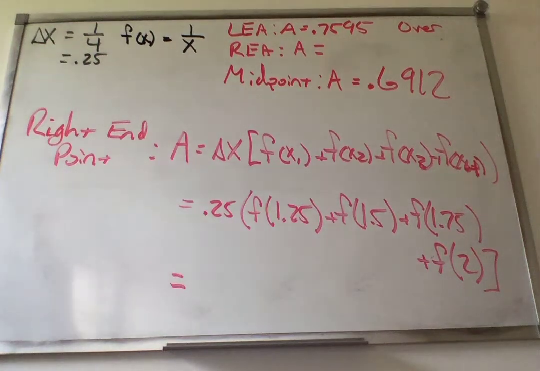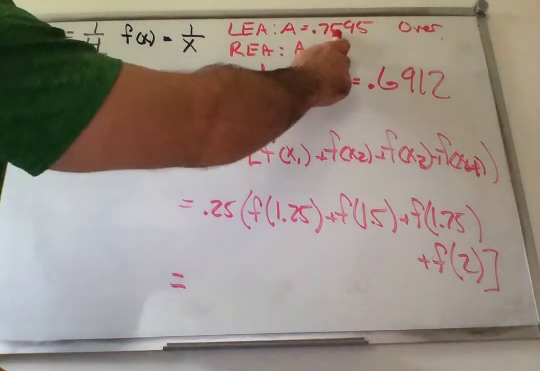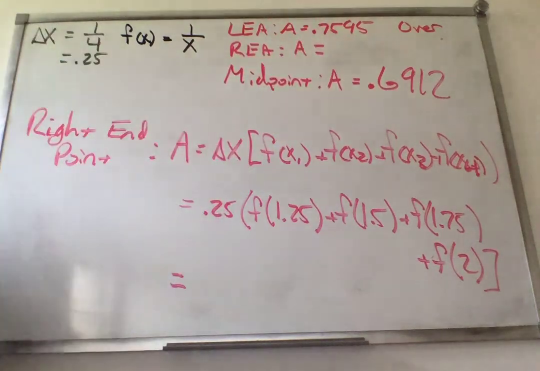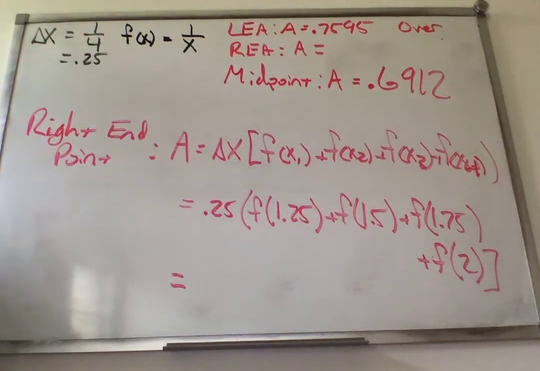Before I continue on to the next problem, as I mentioned in the last video, when we did this example, the left area came out to be 0.7595. We had the right endpoint area coming out to be 0.7095, and the midpoint area coming out to be 0.6912. Which gave me the idea that maybe I typed the right endpoint area approximation in the calculator incorrectly, and I checked on it and I did.